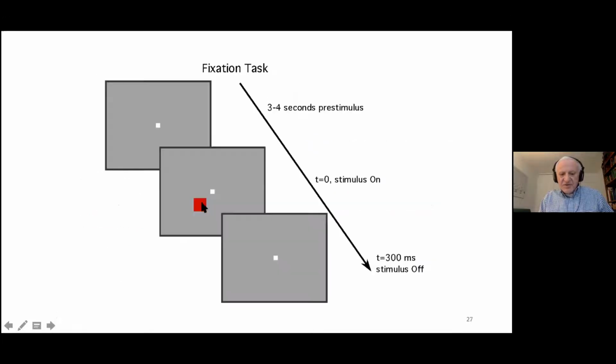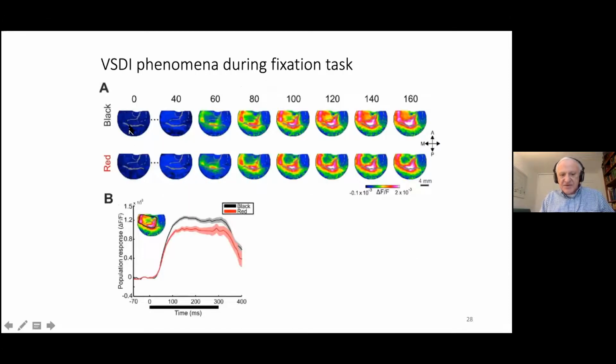What was done was to present colored squares on a gray background. These are equiluminant colors, monkeys fixating, and this is presented in a place which will show up in the window where they're measuring the voltage sensitive dye fluorescence. And these are pictures of the monkey's brain, looking at black squares in the top row and red squares in the second row. This shows the time course of the response to red and black over the whole region of the window.